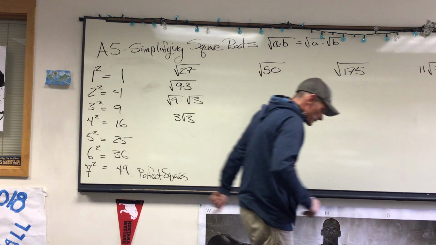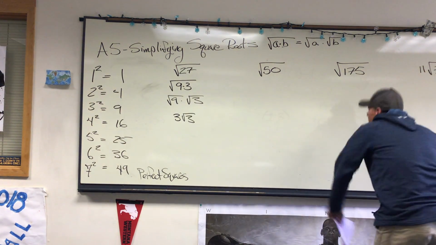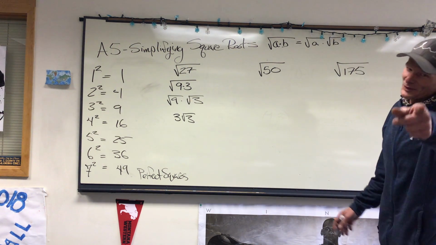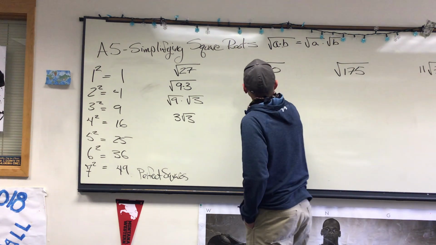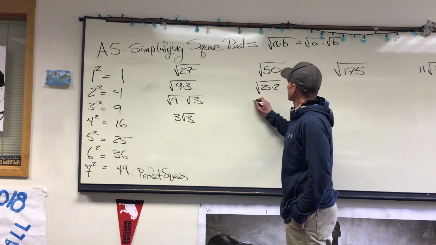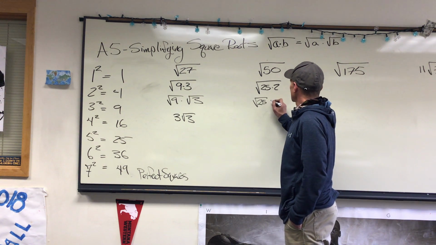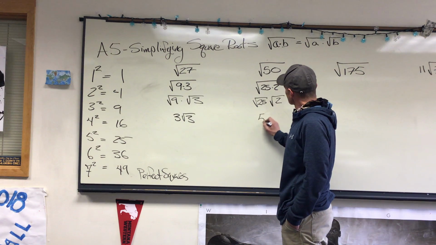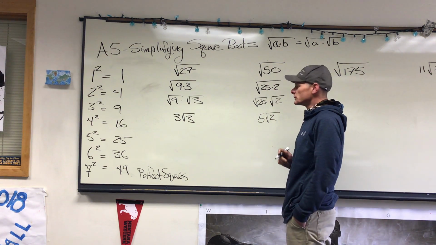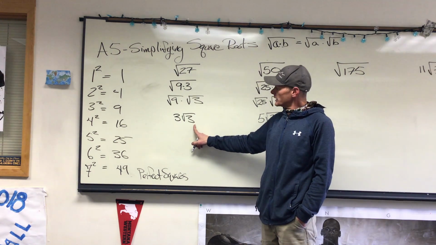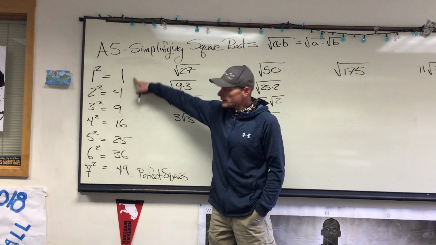How about this guy? What's the biggest perfect square that you can see that divides 50? 25, you're right. We can write 50 as 25 times 2. And then we can write the square root of 25 times the square root of 2. Square root of 25, 5 square roots of 2. Fine. How do you know when you're done, you ask? Well, you're done when you don't have any more perfect squares in here.